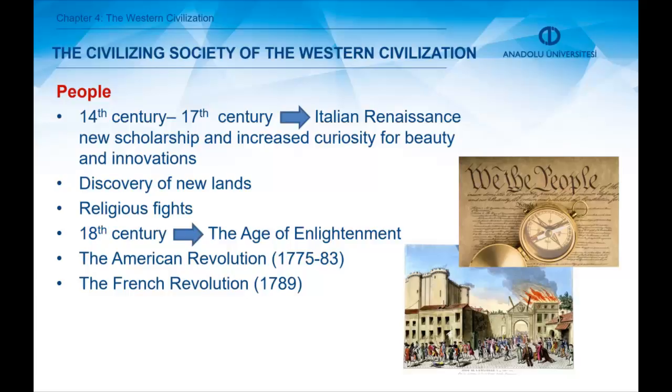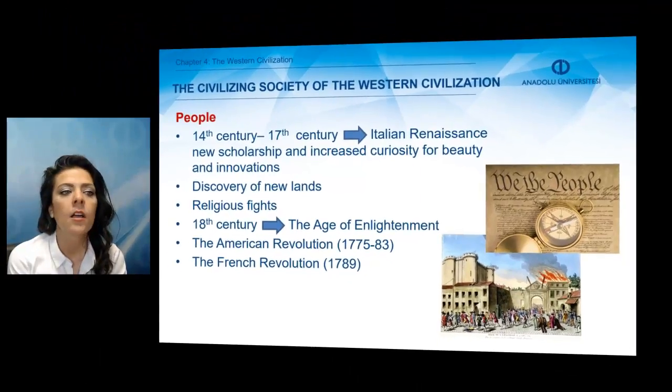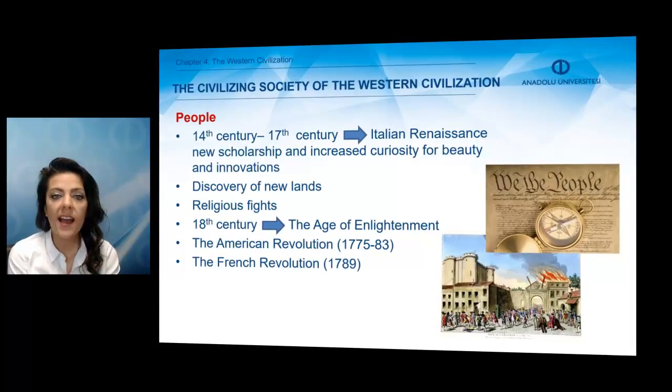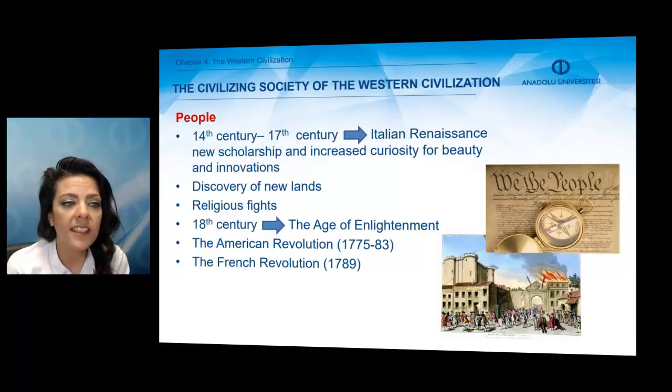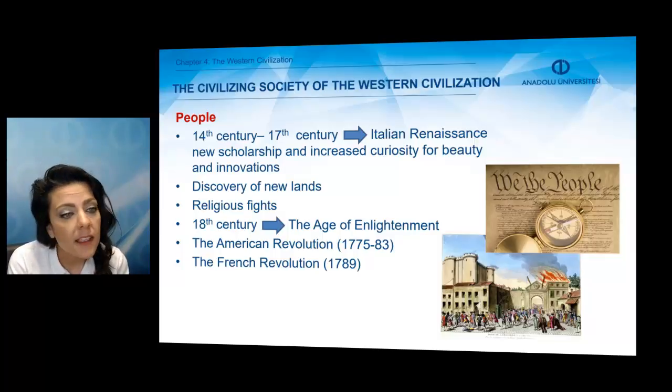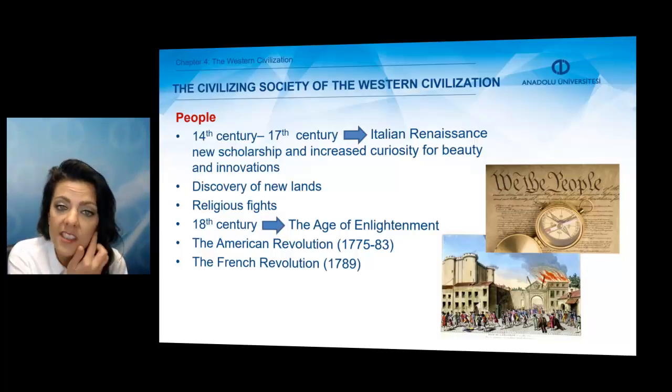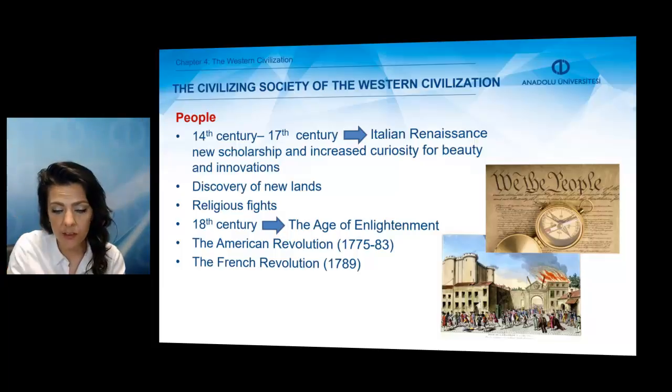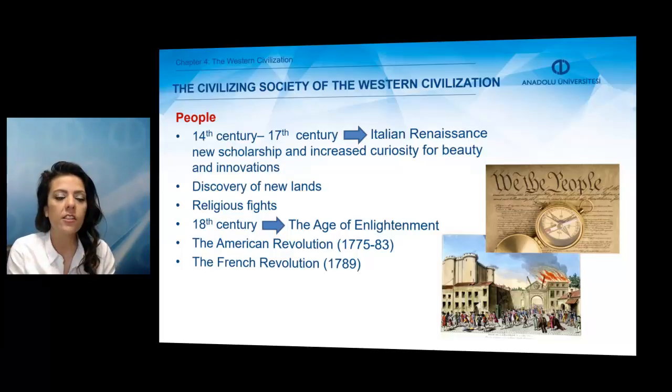Let's talk about the civilizing society of Western civilization. From the 14th century to the 17th century, we had the Italian Renaissance with new scholarship, and it increased curiosity for beauty and innovation, so it contributed much to the culture of Western civilization. Many new lands were discovered in different parts of the world, so it also caused some religious fights. And in the 18th century, we see the Age of Enlightenment. So from the 14th to 17th century, we had the Italian Renaissance, and in the 18th century, the Age of Enlightenment. All those important events contributed much to Western civilization.